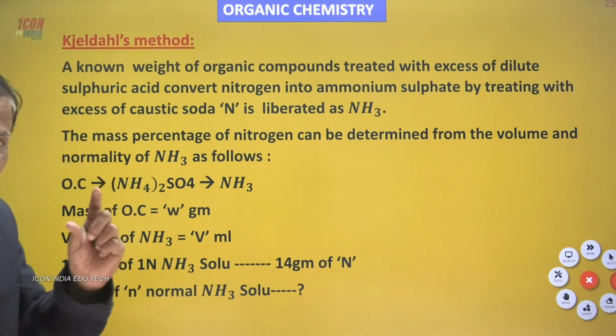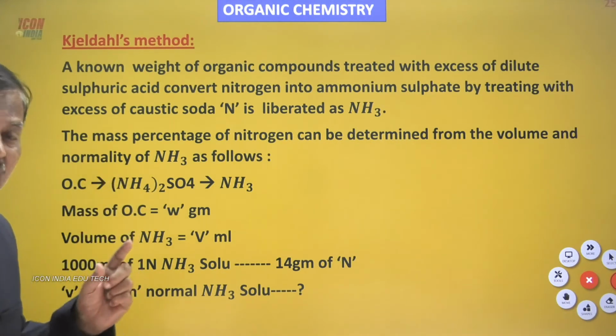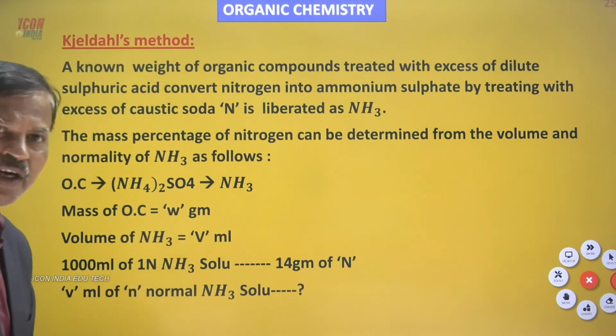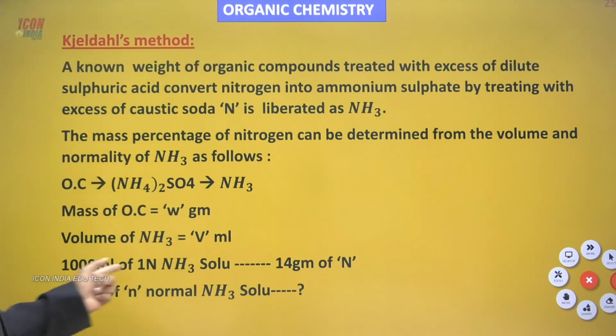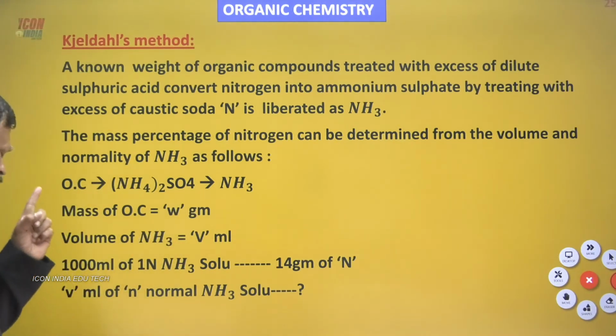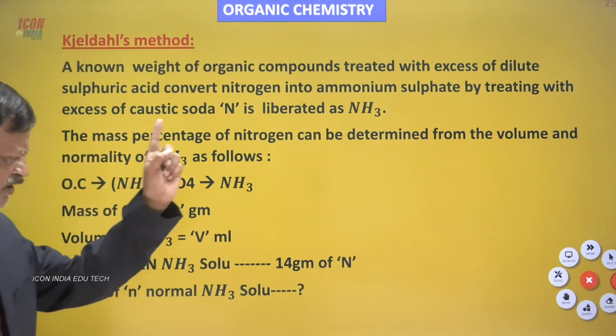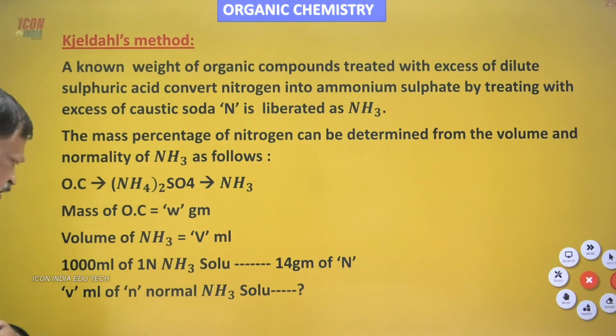1 equivalent weight of ammonia is 17 grams, 14 plus 3, 17 grams of ammonia. In the 17 grams of ammonia, we have 14 grams of nitrogen. That's why straight away you can write 1 liter of 1 normal ammonia solution contains 14 grams of nitrogen.